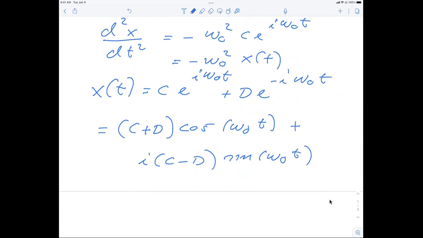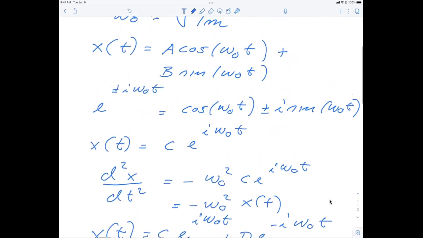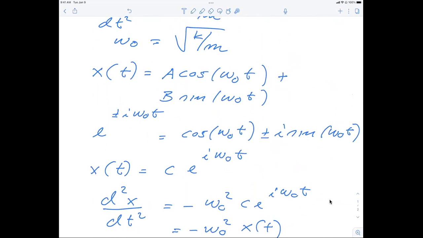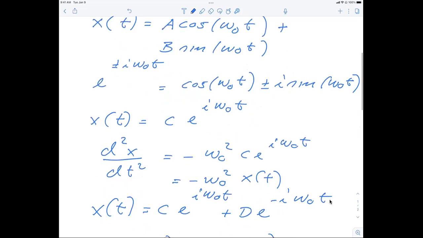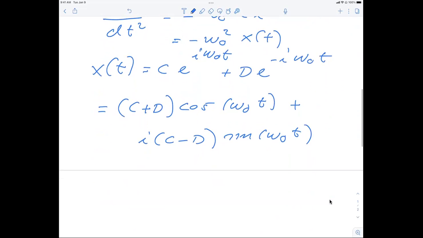Then, if we go back to the original solution which we had, which was given just in terms of cosines and sines, we have some a and b here. So what we will do now is simply identify the constant a as c plus d, and the constant b as i times (c minus d).